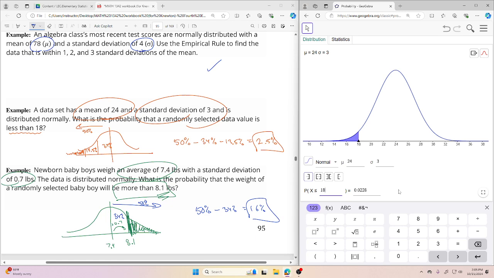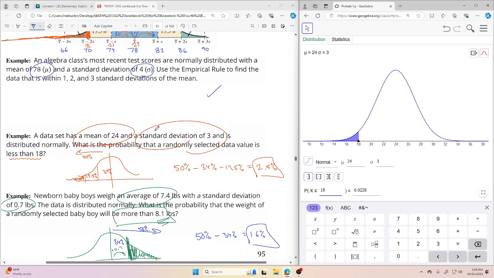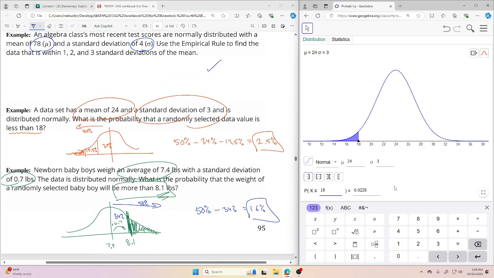So why is it that I got a 2.5 and they got a 2.28, right? A little bit different. It's because it's not perfect. Empirical rule is not perfect. GeoGebra is perfect. Empirical rule is not. It's just whole numbers, basically, right? They're just rounding it off. And it's close. So could you look at this and say 2.5? But watch the next one. The next one will tell more, okay?